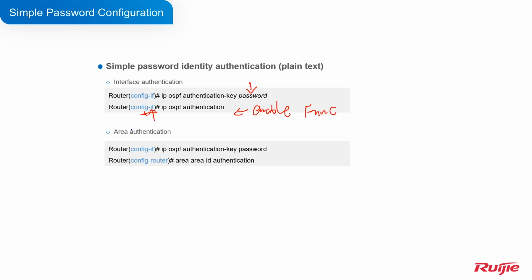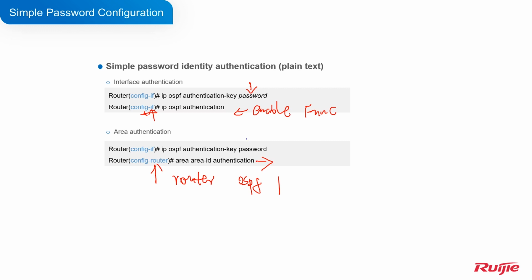And next is the area authentication. For the area authentication, first we have to enter the area configuration. So here we enter the OSPF process. The command is router OSPF, for example, with process ID 1. Then we enter this configuration mode, use the area command, set the area ID information, and enable the authentication function. After this, we can set the password.